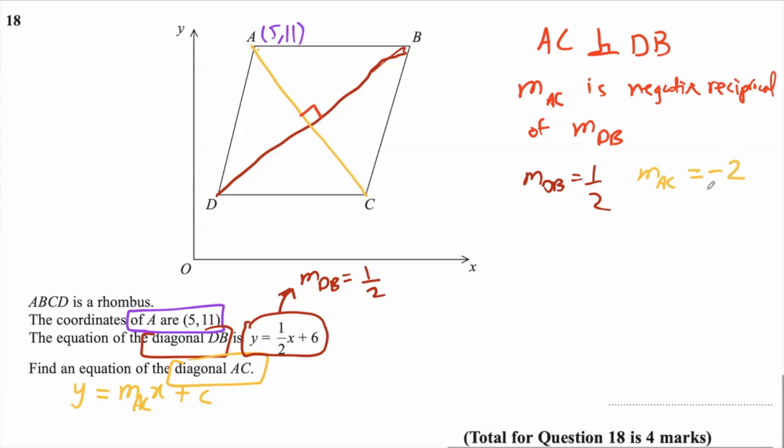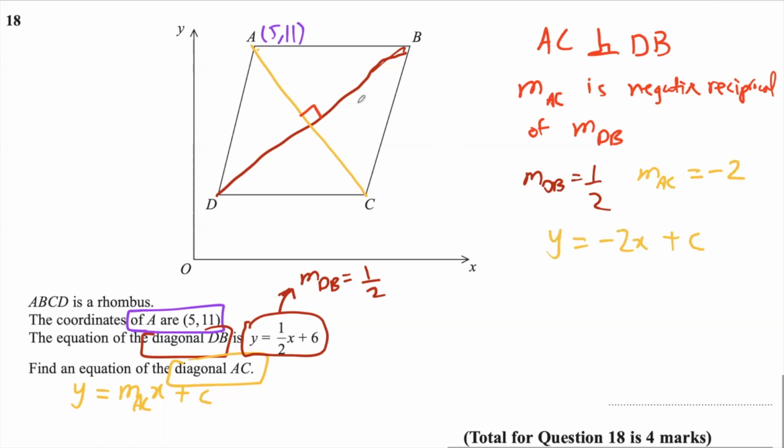Okay, so now that we have the gradient, let me go back to the equation. y equals mx plus c, so now we can write y equals -2x plus c. The first thing that was missing was the gradient, and we found it. The second thing is the y-intercept. Where do we get the y-intercept from? Well, we need a pair of x and y values. And where do we get them from?